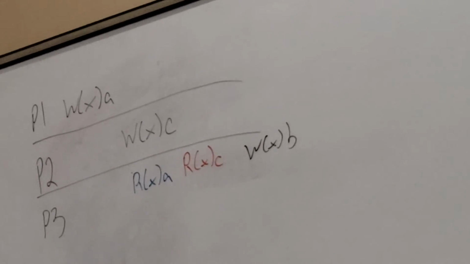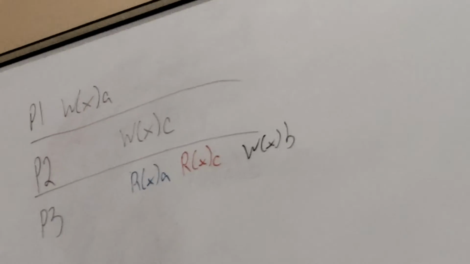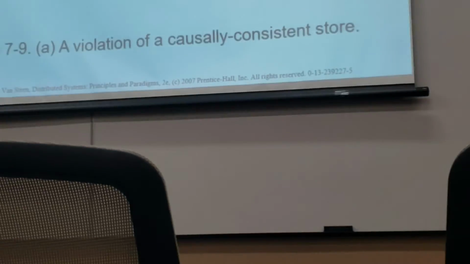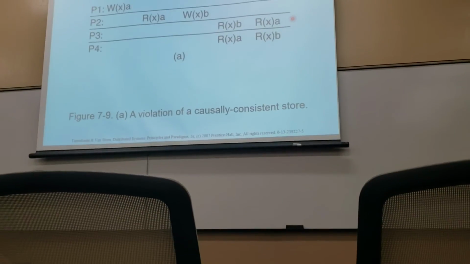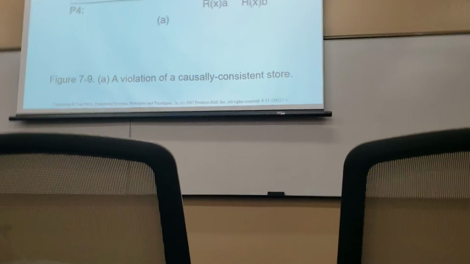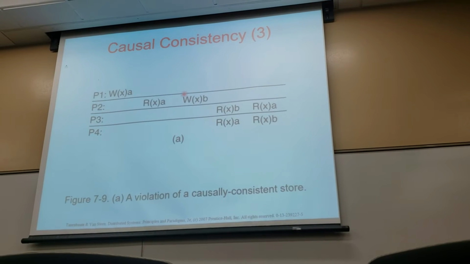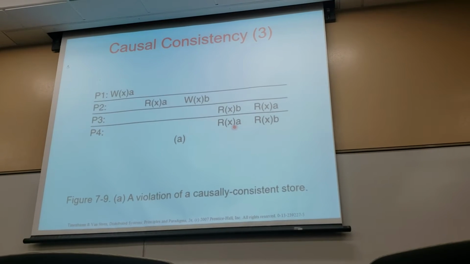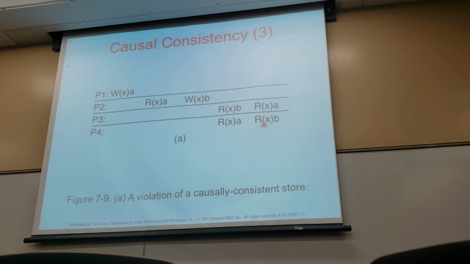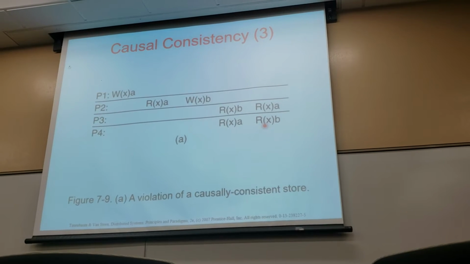Yes, question? On causal consistency, slide 3, this is a violation because of the order P3 and P4 read? Yes. So what's happening here, because that write could have affected that write, we would both need to see that A first, then that B. So that's why it breaks causal consistency. We have to see them in the order, both see A first and then they both see B? Yes, they would both have to see A first.